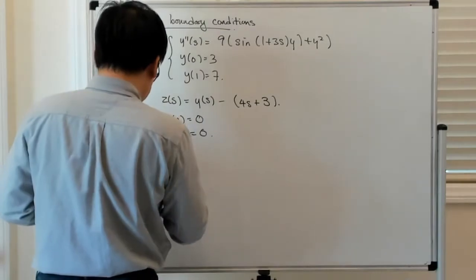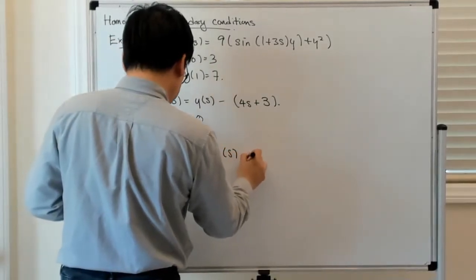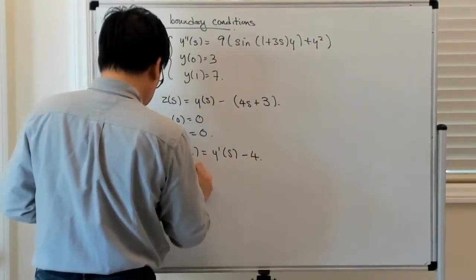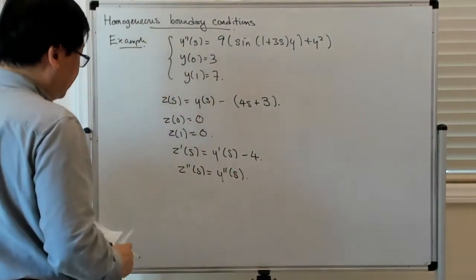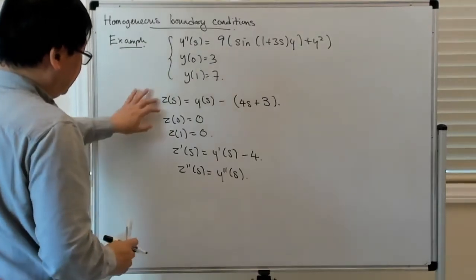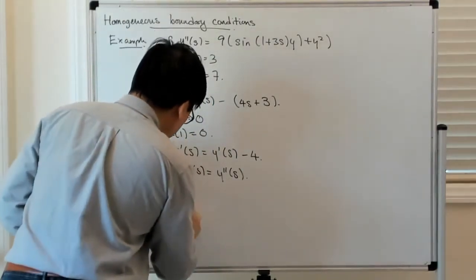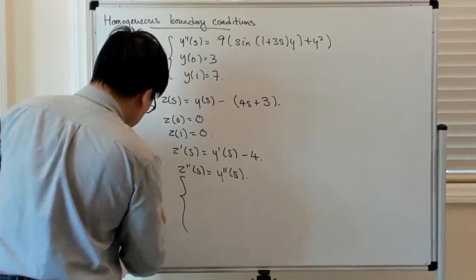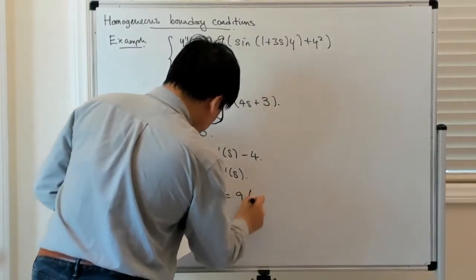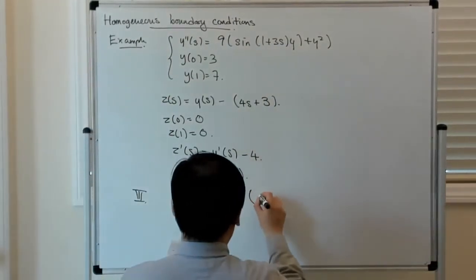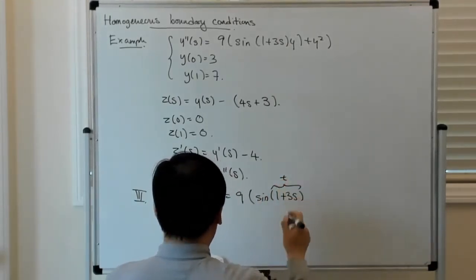All right, so I can differentiate z as before. So z prime of s is y prime of s minus 4, and z double prime of s is equal to y double prime of s. So the basic idea is that I can convert this to a new variable, into a different equation. Let's call that 3, if you will. So z double prime of s is equal to 9 sine 1 plus 3s, which is t. So this is t.